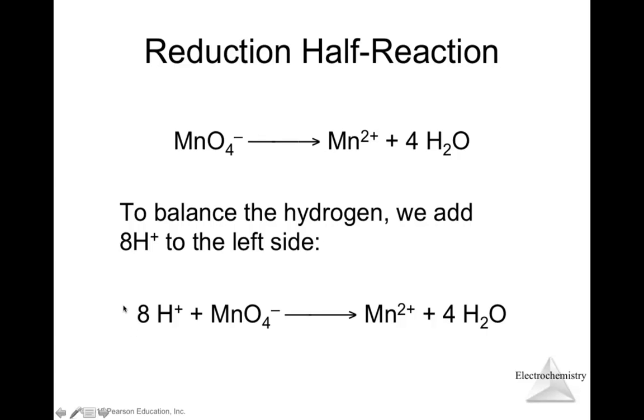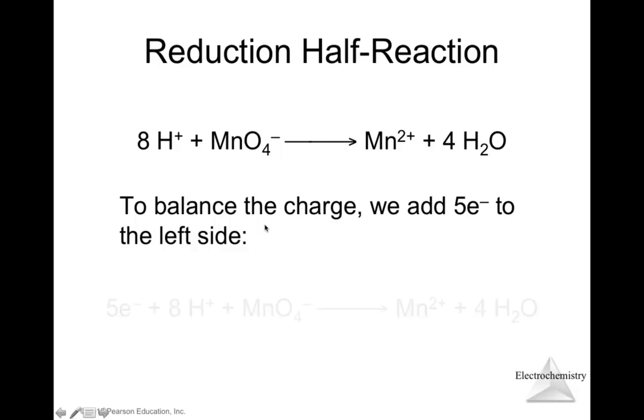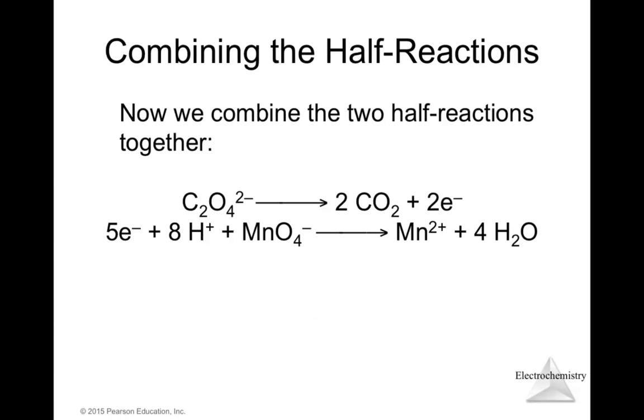So we have +2 and here we have +7, so we need 5 electrons. We add those 5 electrons in the reactant, and now we have -5, -1 is -6, +8 is going to be +2. So this side is +2, and here we have a +2. Now we have all the atoms balanced, all the charges balanced. So let's combine both half reactions. We have here the half reaction, this is the oxidation, and we have the reduction here.